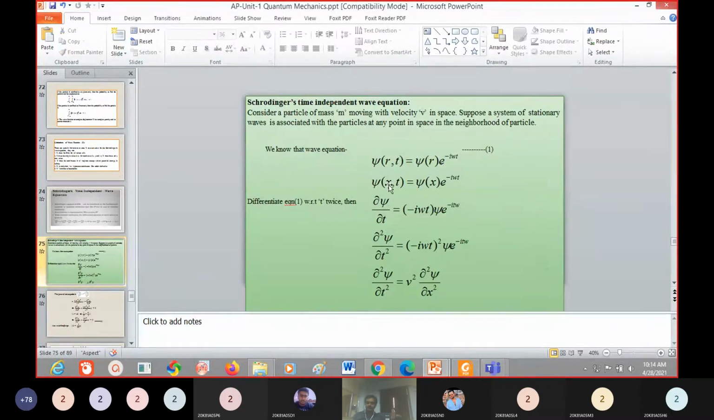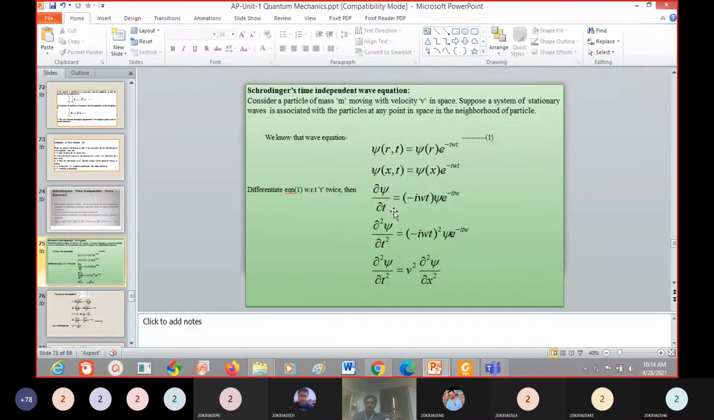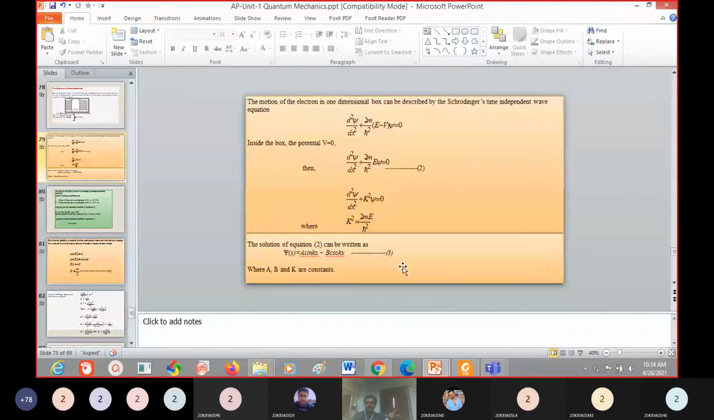The solution we already discussed yesterday. This is the solution of the wave equation. We differentiate two times with respect to t, and we will get some value. That value we substitute in the above equation, and finally we will get this equation. Okay.